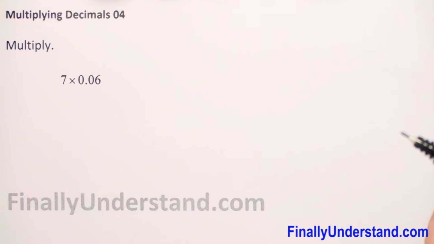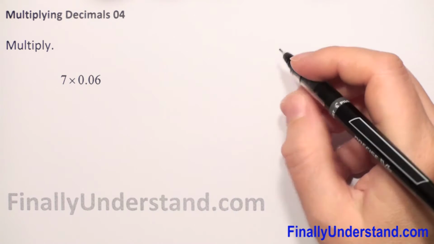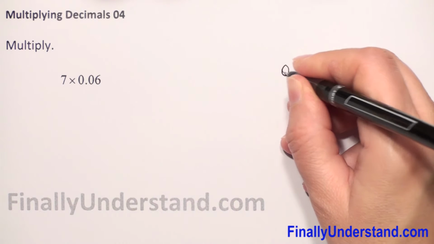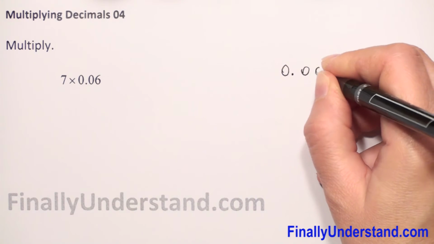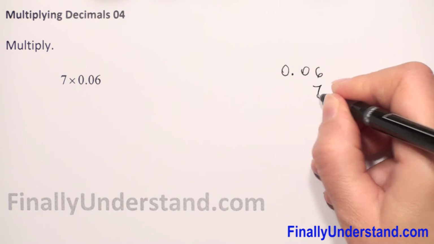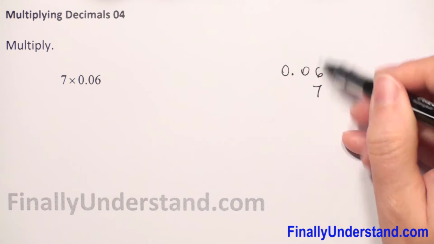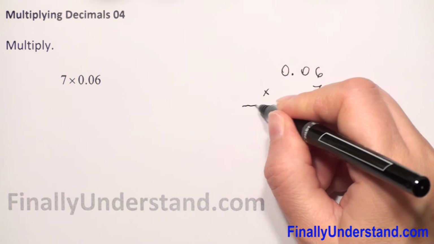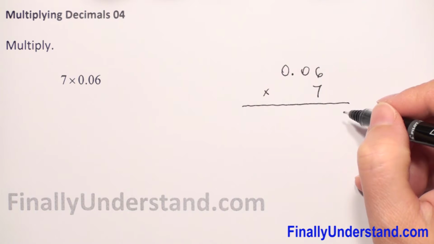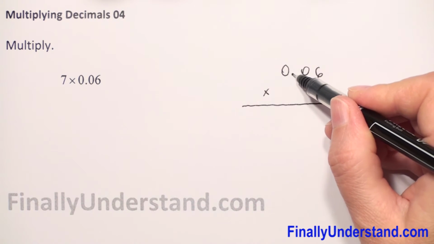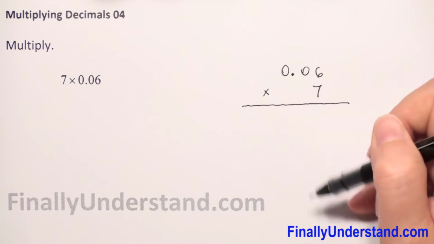We have multiplication of decimal numbers. So first we write these numbers in vertical columns. We have to multiply 0.06 times 7 to keep the columns. And when we multiply decimal numbers, we don't need to align the decimal points.